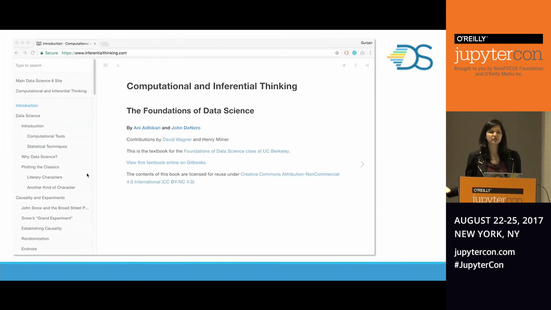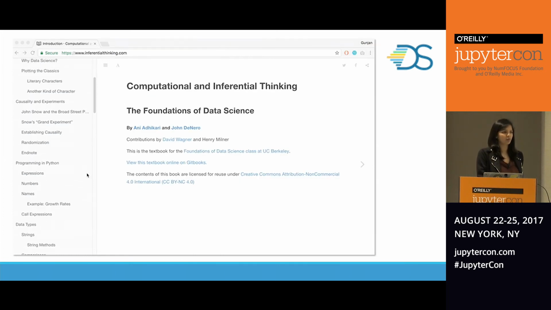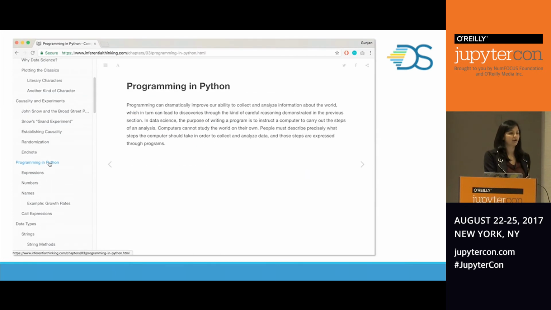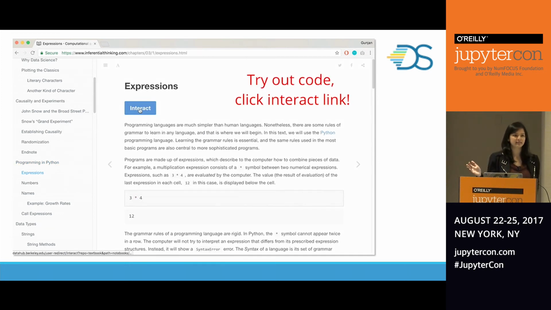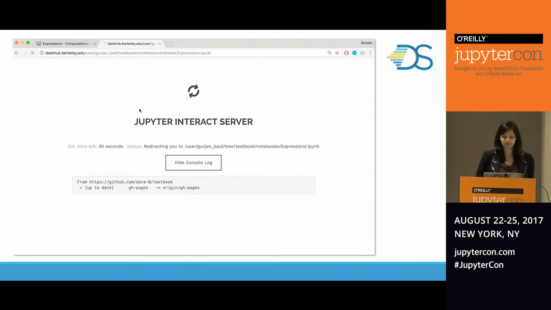So yeah, this just makes it really easy for students to work with the examples that they see. They can get started on them right away. They don't have to copy paste the code and make sure they have all the necessary libraries and things like that.